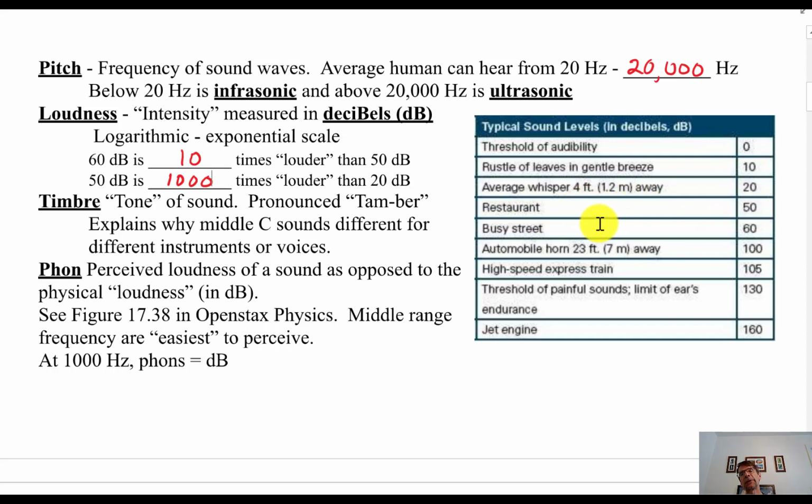If you're in a standard restaurant, once again, it depends on the restaurant. 50 decibels, busy street. Automobile horn from 23 feet. It depends on the automobile horn, but the average automobile horn, 100 decibels.